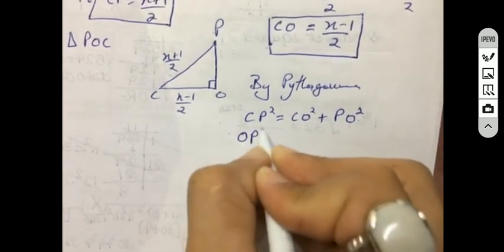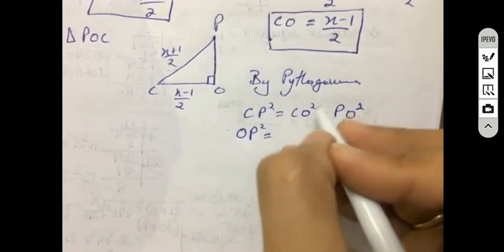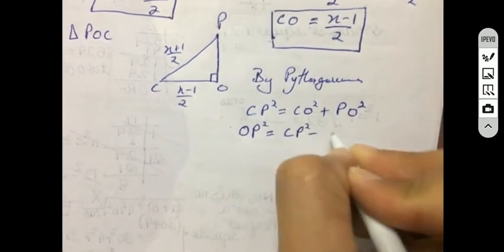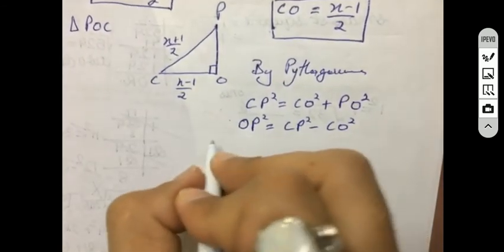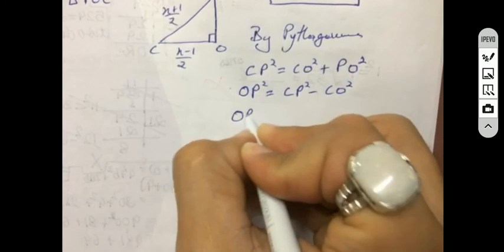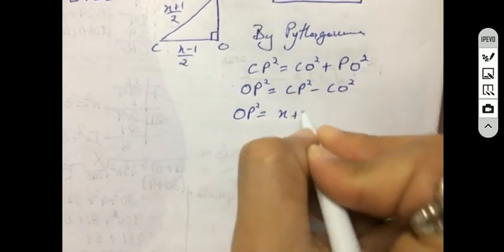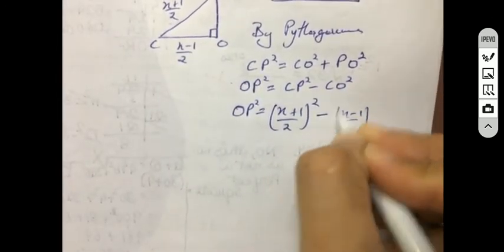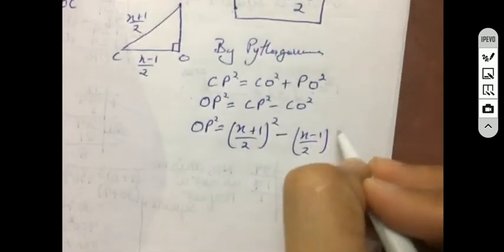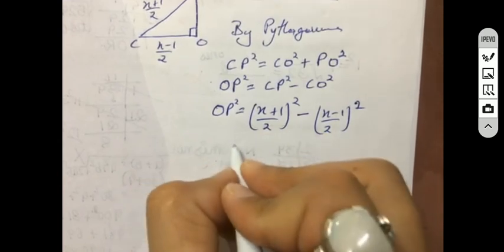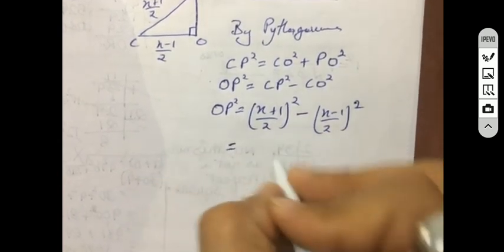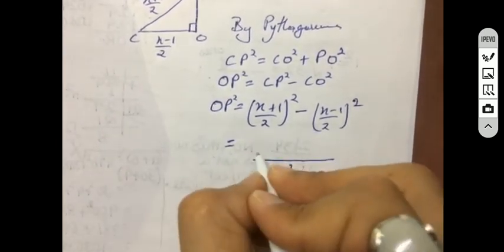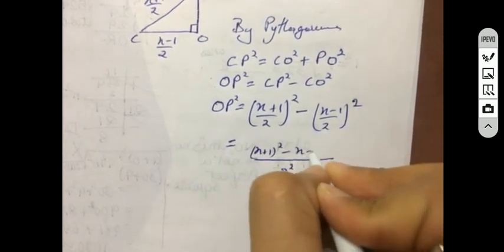I am writing OP square. OP square will be equal to CP square minus CO square. From here I can write OP square will be equal to CP, which is x plus 1 by 2, whole square, minus CO, which is x minus 1 by 2, whole square. Finally we will get, taking 2 common over here, x plus 1 whole square minus x minus 1 whole square.